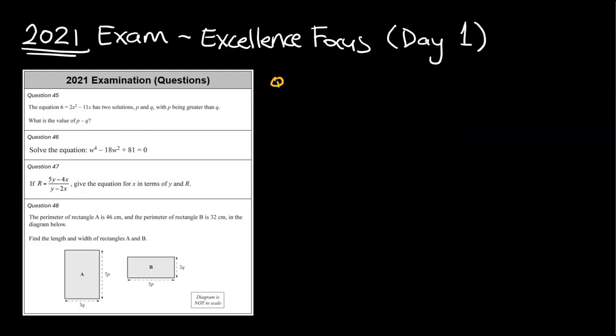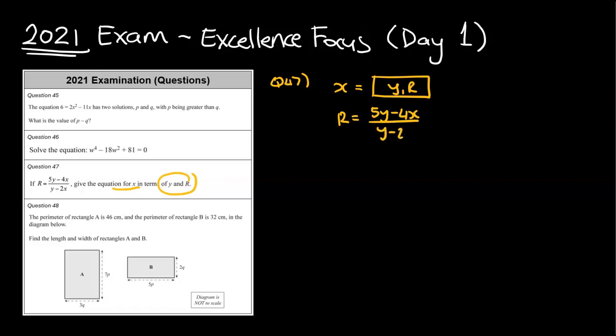We are now looking at question number 47, and we've got this messy equation here, and we've been asked to give an equation for x in terms of y and r. So just to clarify what that means, x will be equal to some kind of messy algebra involving y's and r's. So that's our goal. So let's start by jotting down my equation. So r will be equal to (5y minus 4x) over (y minus 2x).